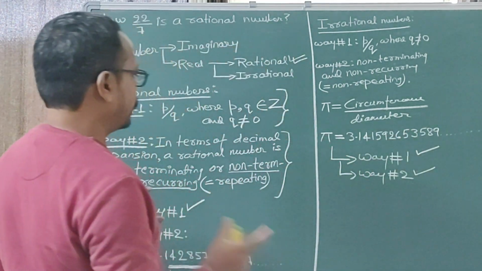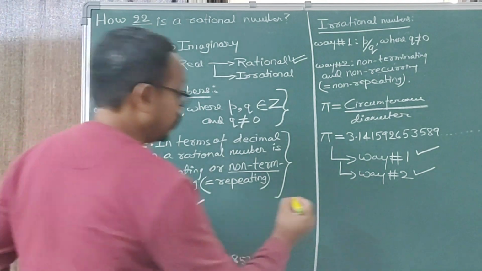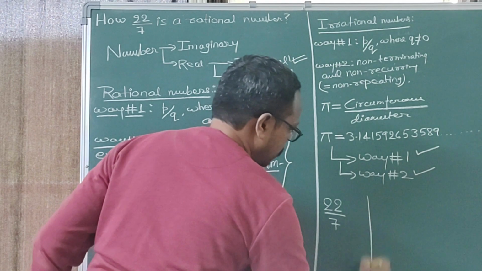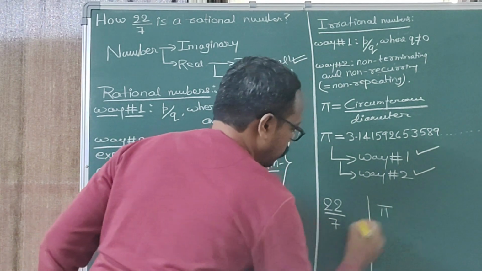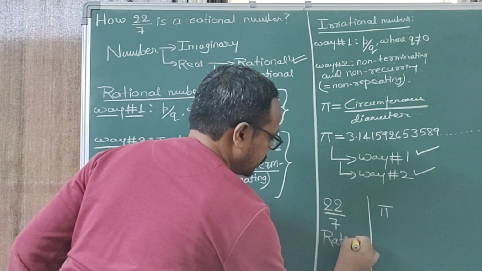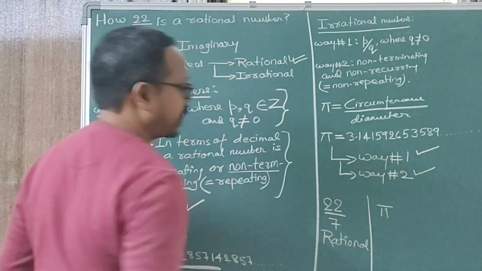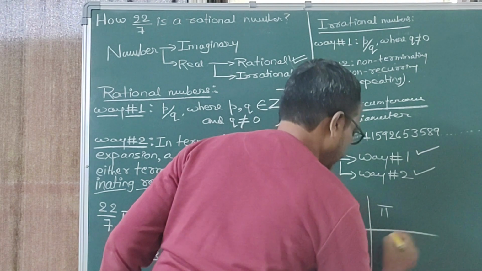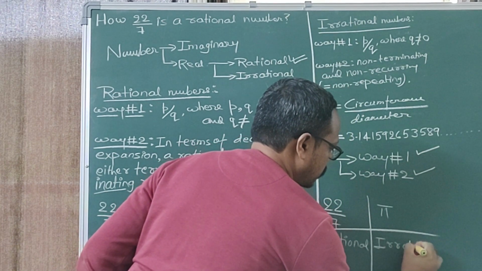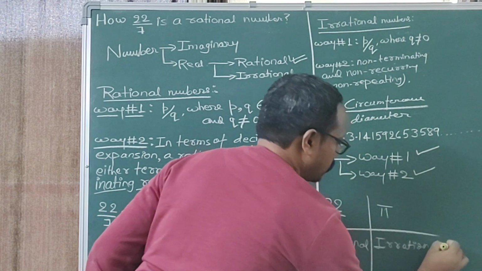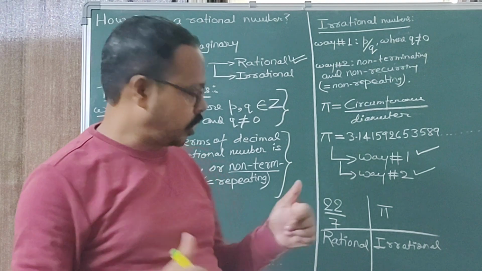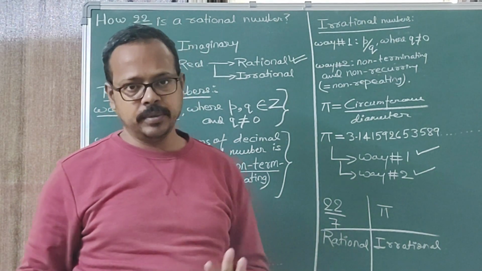So what is the difference between pi and 22 by 7? You can directly say that 22 by 7 is a rational number and pi is an irrational number, okay? Pi is irrational. 22 by 7 and pi are not the same thing, I repeat, because 22 by 7 is a rational number and pi is an irrational number.